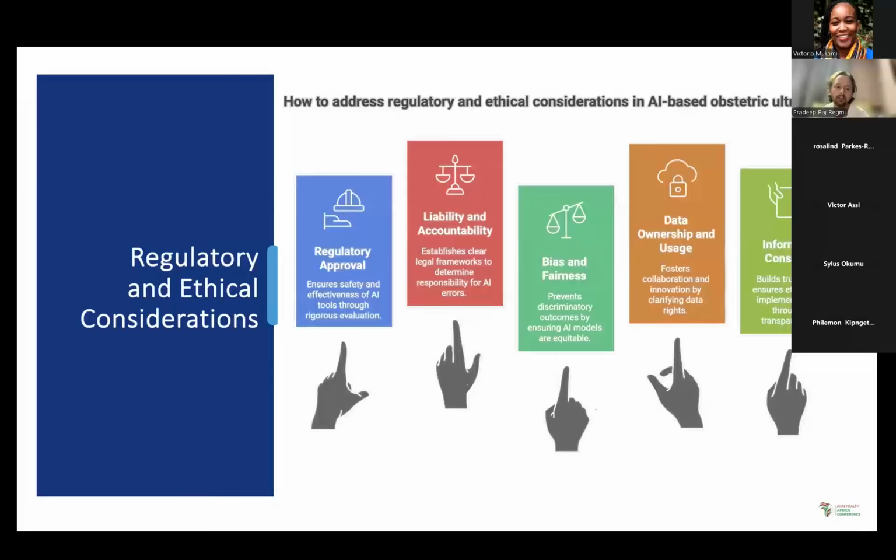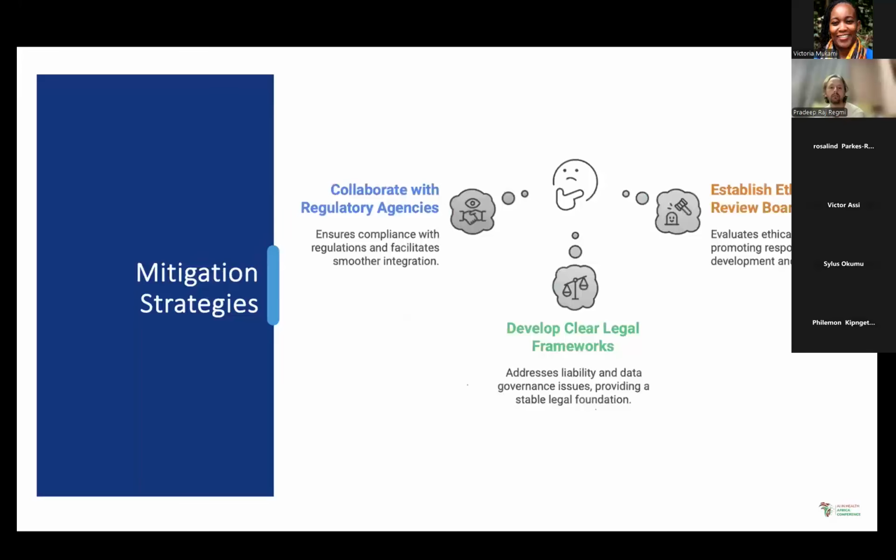And there can be other regulatory issues, such as regulatory approval, liability, accountability, bias, data ownership, or informed consent. So this can be mitigated through collaboration with regulatory agencies and establishing ethical review boards for AI module development and deployment, or developing clear legal frameworks in LMICs.